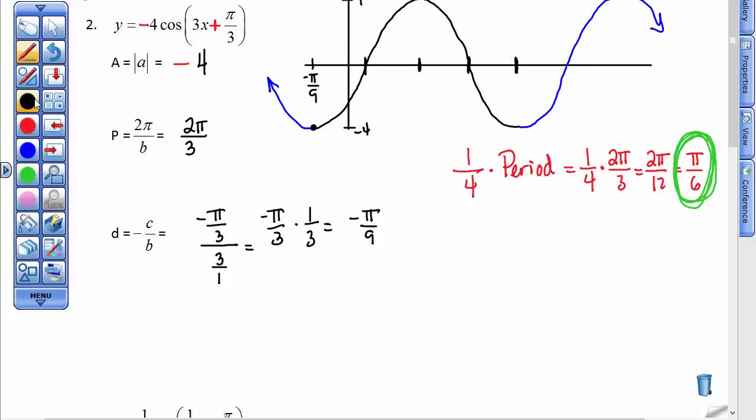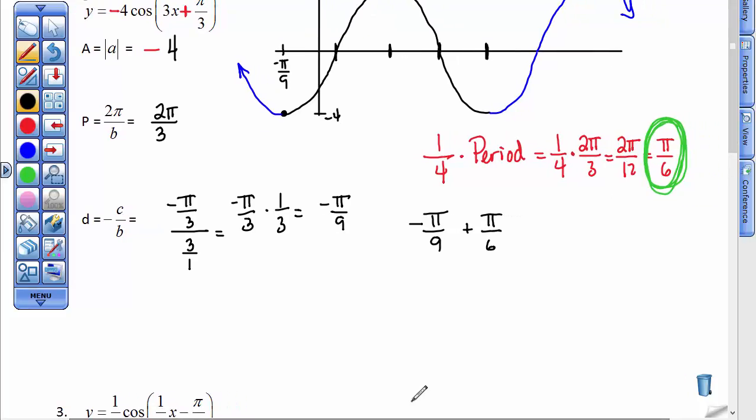So I like to create a little table format. I have a starting point of negative pi over 9. That's right here. I have to add 1/4 of the period to get to there. 1/4 of the period is pi over 6. Shoot, these don't have common denominators, so I have to make them 18s. Between the 9 and the 6, I multiply this one by 2 and this one by 3. So the first one becomes negative 2 pi over 18, and that pi over 6, which is very important, is 3 pi over 18.